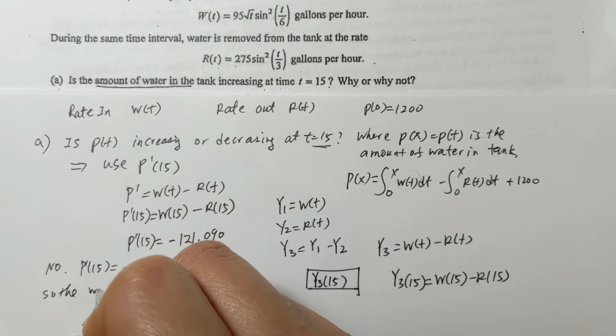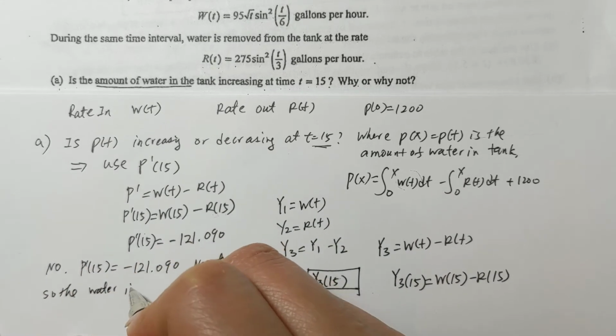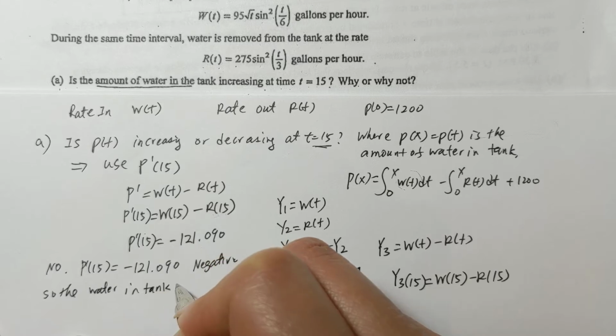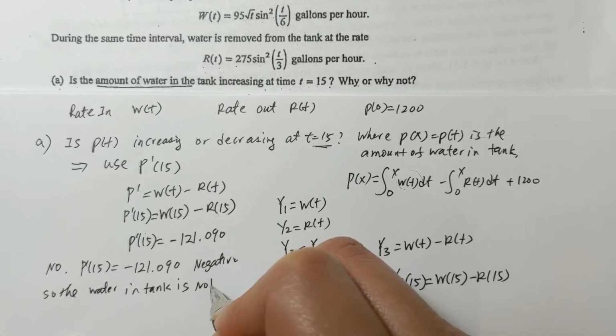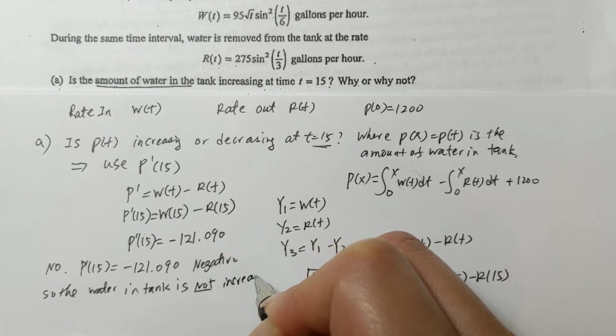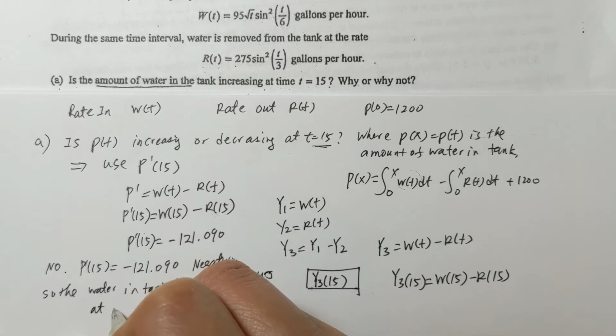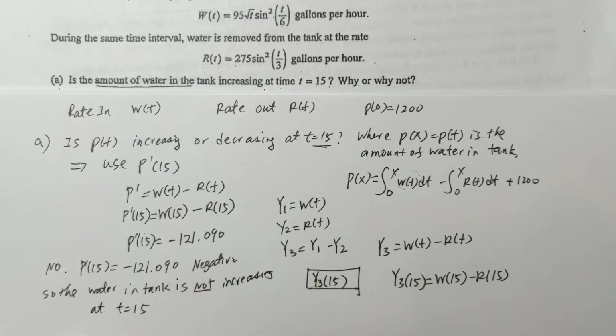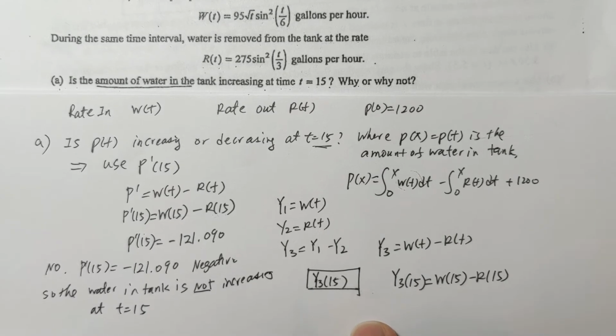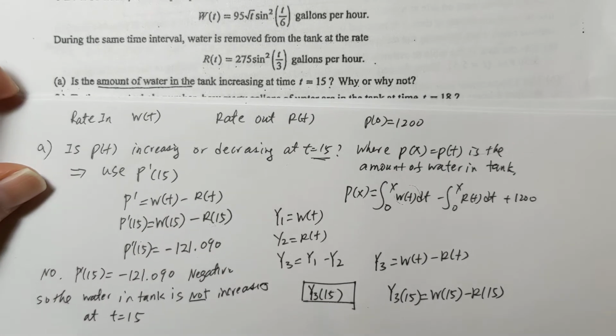So the water in the tank is not increasing at t equal to 15. So we finished part A. Now let's take a look at part B.